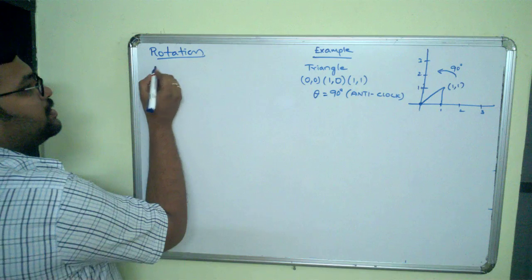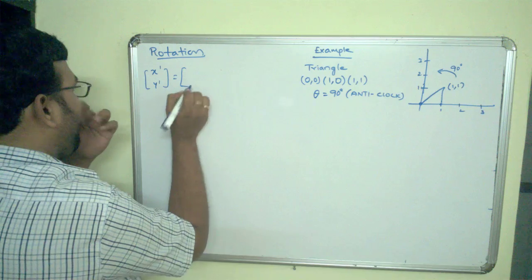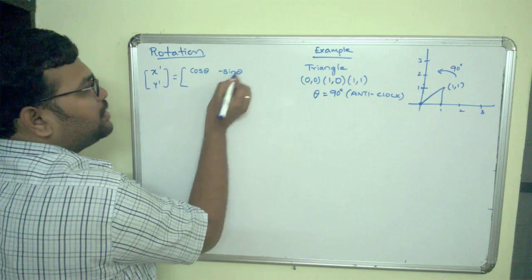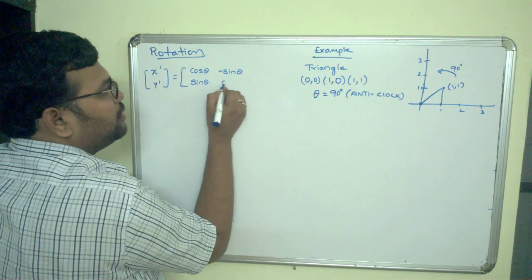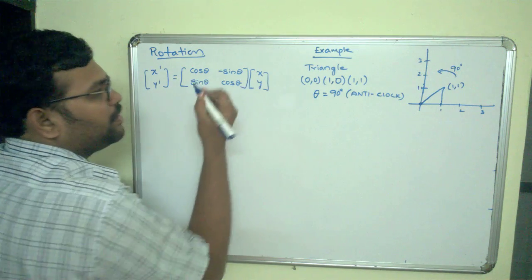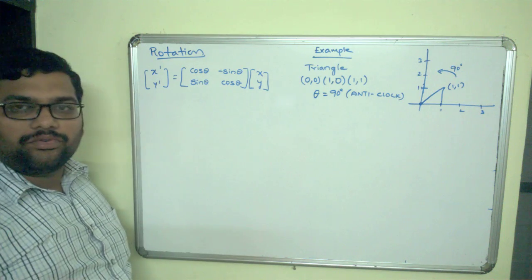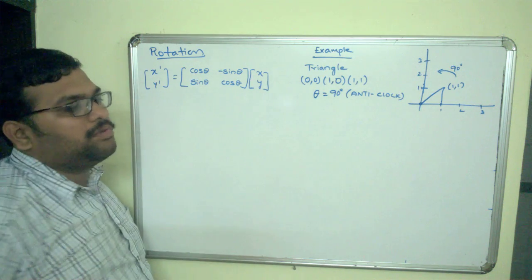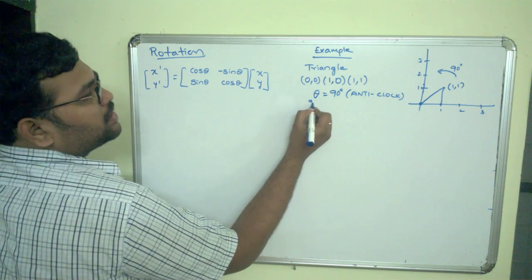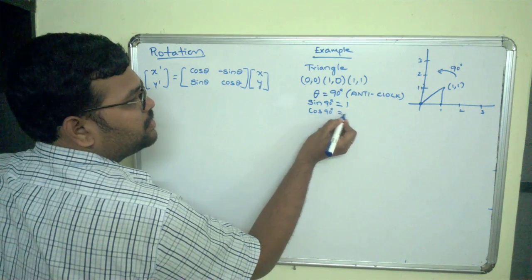Now let us write the formula. x dash, y dash is equal to, since this is anti-clockwise, the matrix cos theta, minus sin theta, sin theta, cos theta, into x, y. This is the formula which we have derived for rotation towards anti-clockwise. Now, as we know, sin 90 is 1, cos 90 is 0.